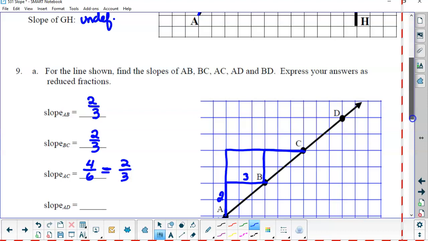Okay? If all of these points are on the same line, the slope is going to be the same when it's reduced. It's got to be proportional. That's what makes it a straight line. Otherwise, it would be bending off. Okay? AD would be 2, 4, 6, 2, 4, 6, 8, 9.